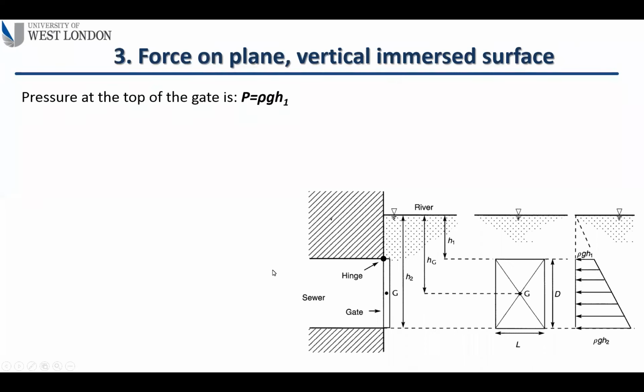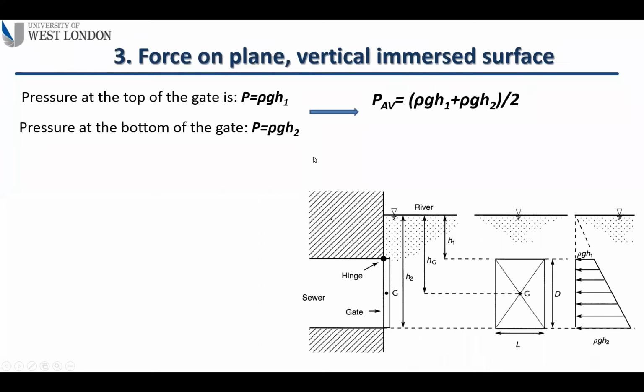In that case, the pressure at the top of the gate is equal to rho g h1. And the pressure at the bottom of the gate is rho g h2. We're just going to write it here. So we see the linear increase of the pressure, a sort of trapezoidal distribution of the pressure here.